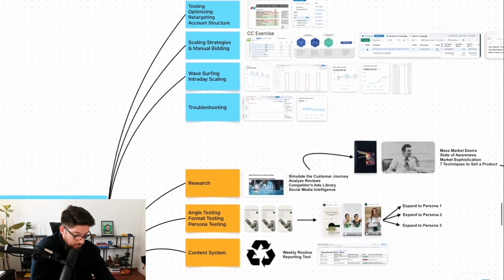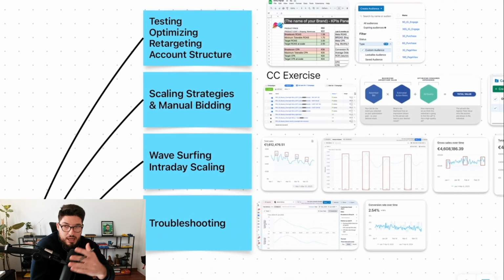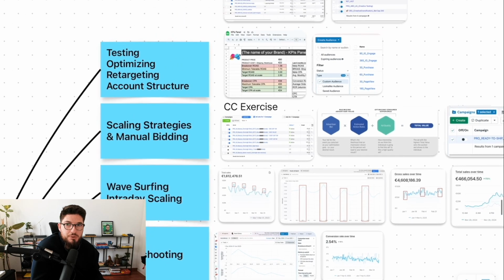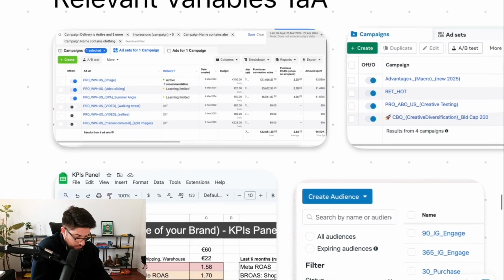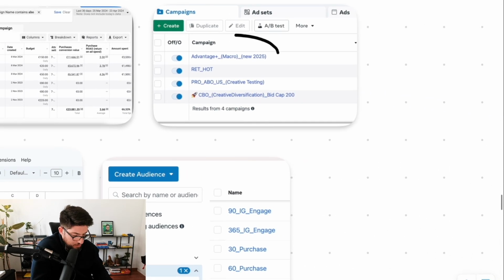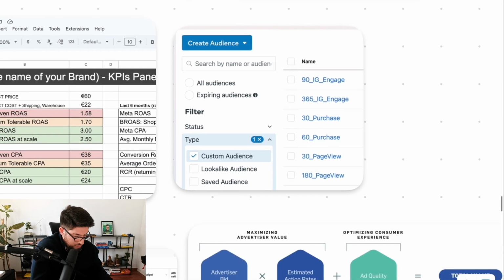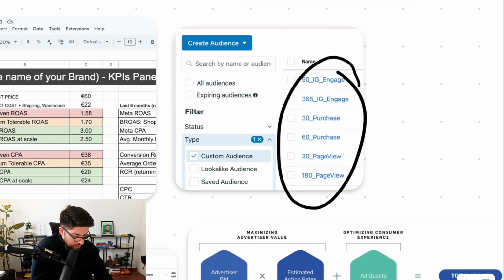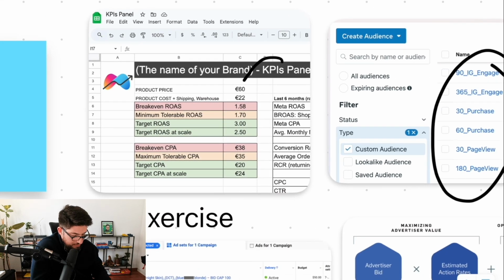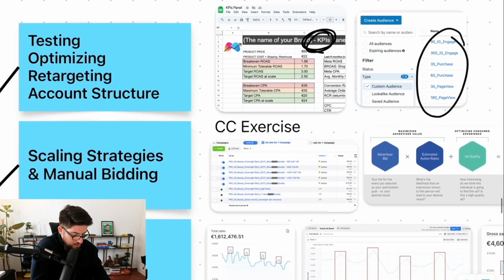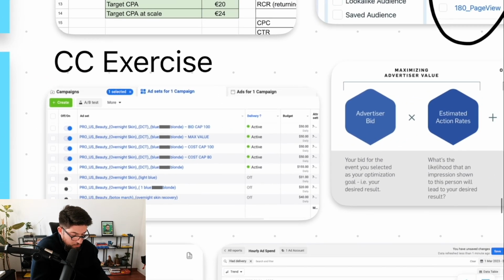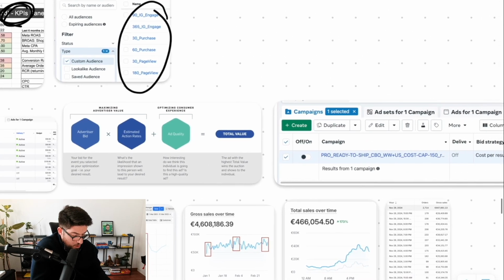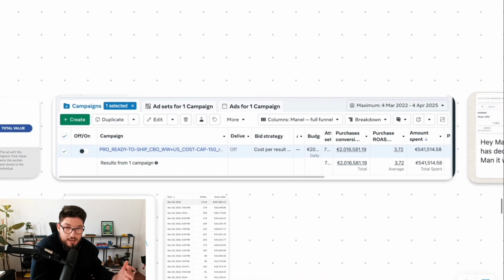So for media buying, usually you will have to focus on testing, optimizing, retargeting, and having a good ad account structure, which is what you see over here. Testing relevant variables, having a good account structure, having retargeting audiences, having your specific KPIs, clarity on this. Scaling strategies and manual bidding. You want to do a cost cap exercise, find your winning cost cap, understand the Facebook auction, and then scale the cost caps to the moon.